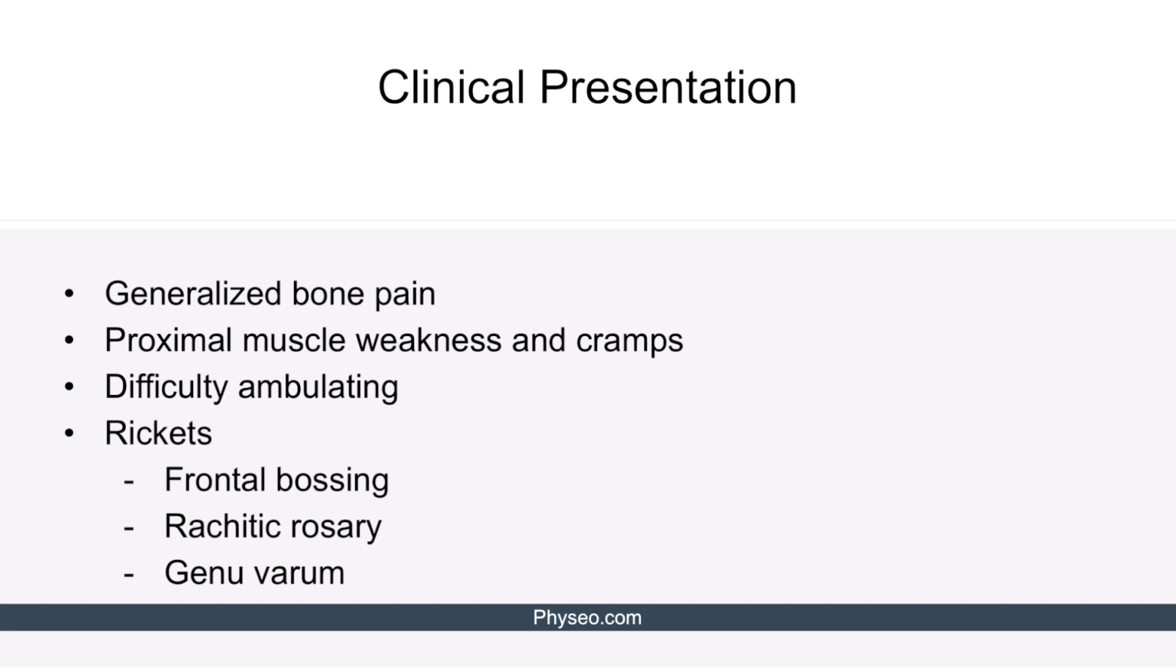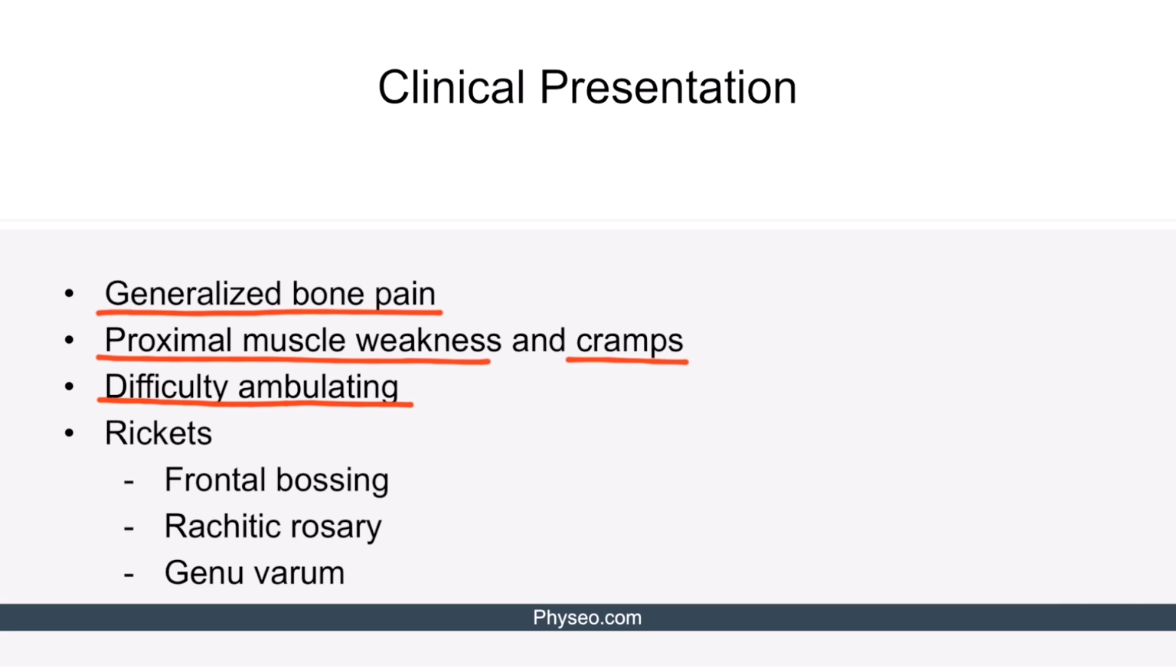The clinical presentation for these patients is similar to that of the other bone and mineral disorders, so you'll need to hone in on the unique risk factors and subsequent workup in making a diagnosis. Patients may experience generalized bone pain, proximal muscle weakness and cramps, and difficulty with ambulation. While we're here, it's worth mentioning the clinical presentation of rickets, which is vitamin D deficiency in children, because the findings are actually distinct from those of osteomalacia, and so those distinctions are highly testable.